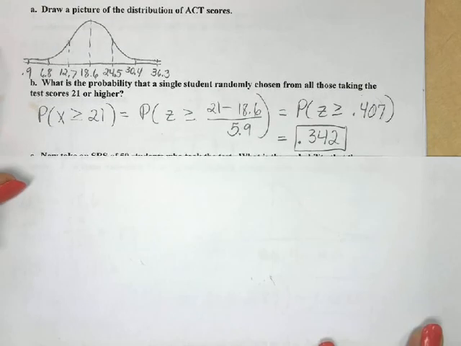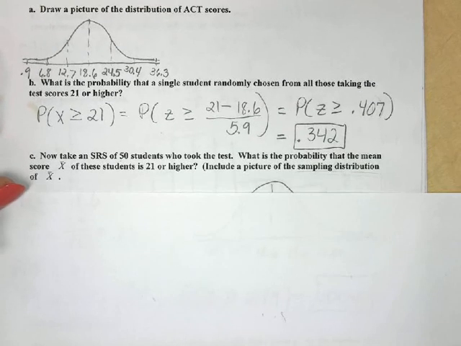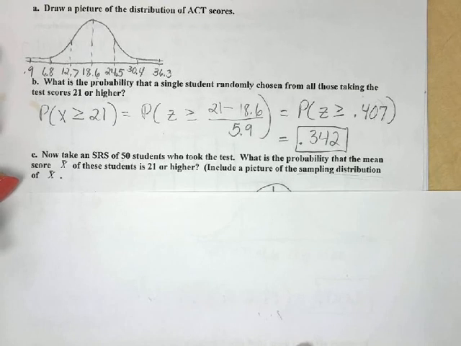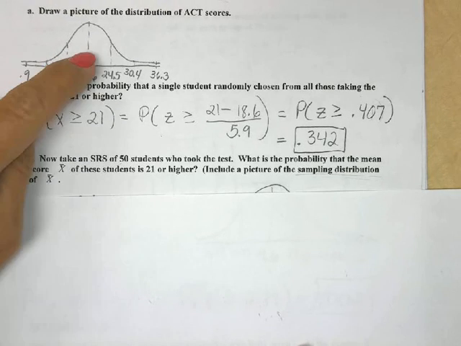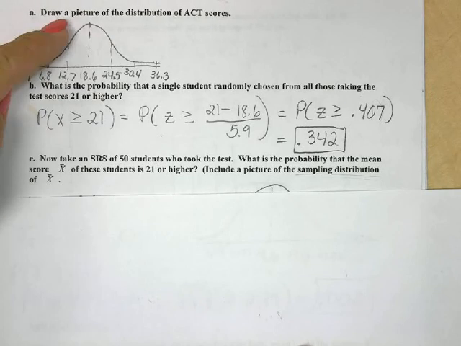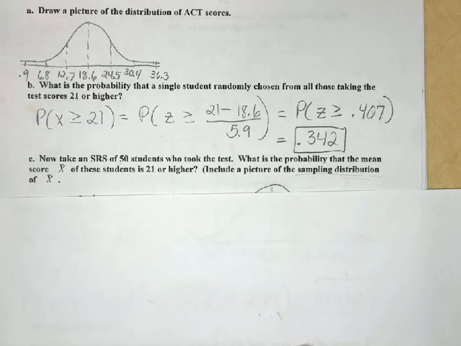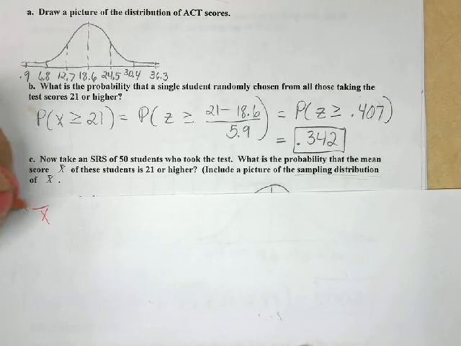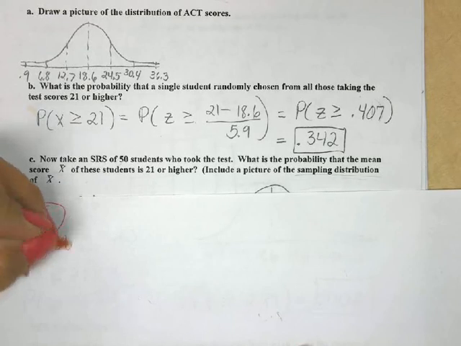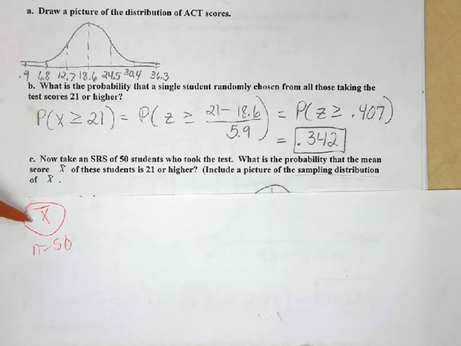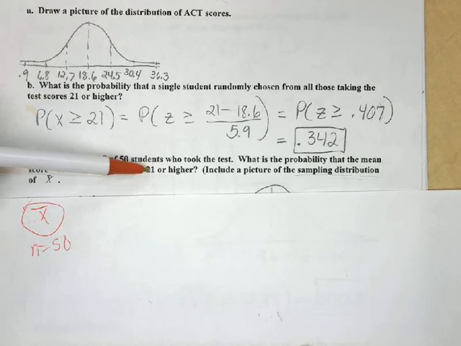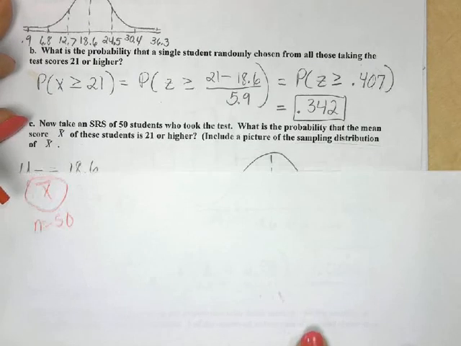But now here's a more interesting question. Now we're going to take a simple random sample of 50 students, and then we're going to find the x bar of those 50 students. So here's the individual distribution. We're going to get 1 person, 2 people, 3 people, 4 people. We're going to randomly get 50 people from this distribution and then find the x bar of those 50 people. And we want to know now, what is the probability that this mean score of these 50 students is 21 or higher? And we have a different distribution.